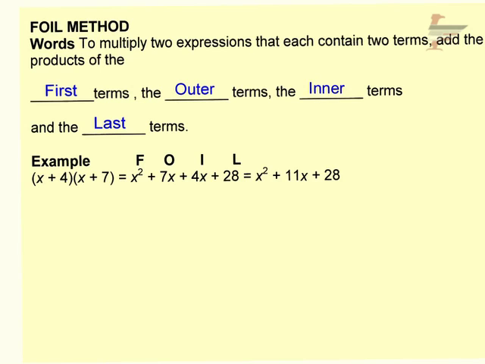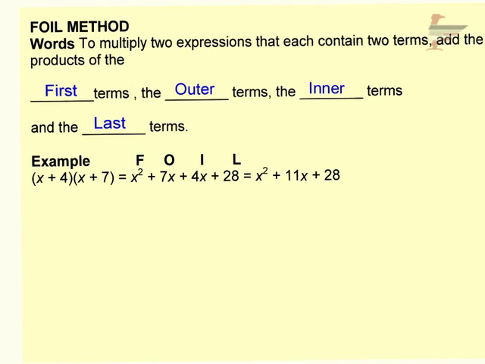So FOIL, remind yourself, means you multiply the first terms, the outer terms, the inner terms, and the last terms, and then you add all of those products together. So just a reminder, if you have x plus 4 times x plus 7, you just want to take everything in this parenthesis times everything in the other, and that amounts to these four letters. Just follow that.